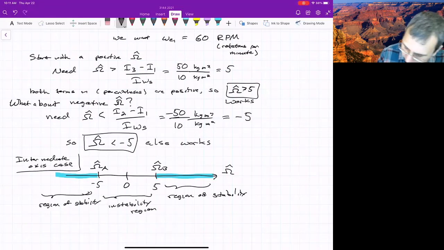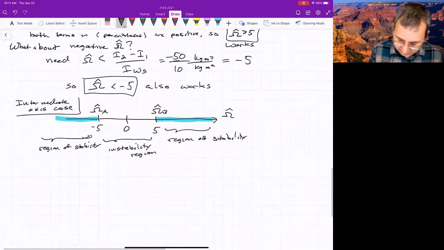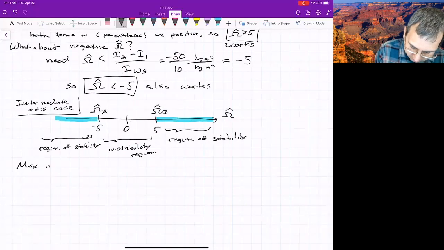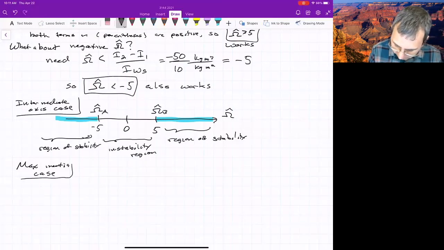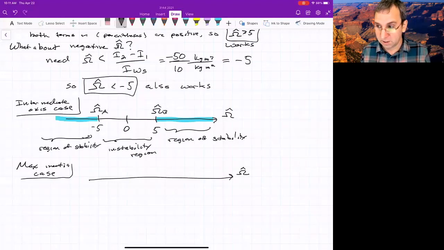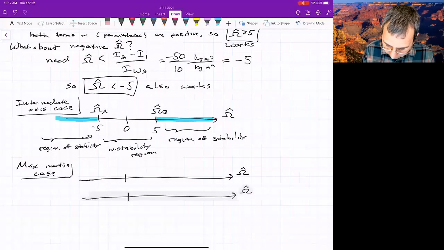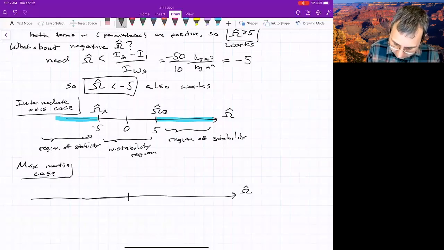And I could qualitatively show you what it looks like for the other cases. If we had the max inertia case, what would this look like? Well, the nice thing about omega hat is it's a non-dimensional number. For this, if I plot 0, I don't like where I put it, I'm going to move it. We would have both of these less than 0. Omega B, omega A.